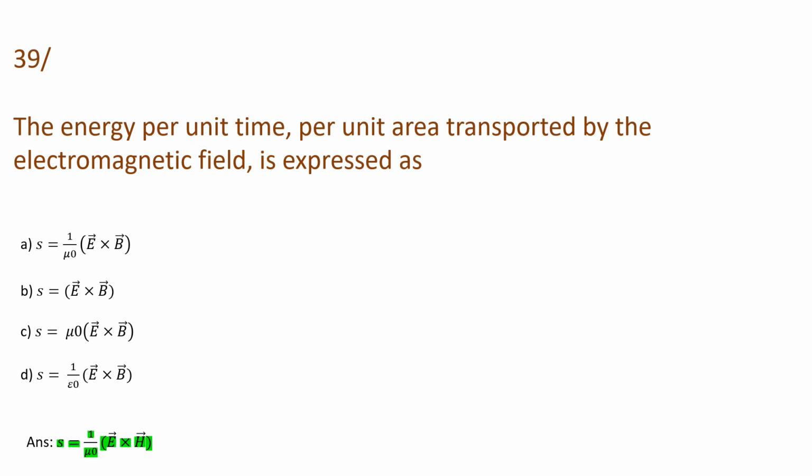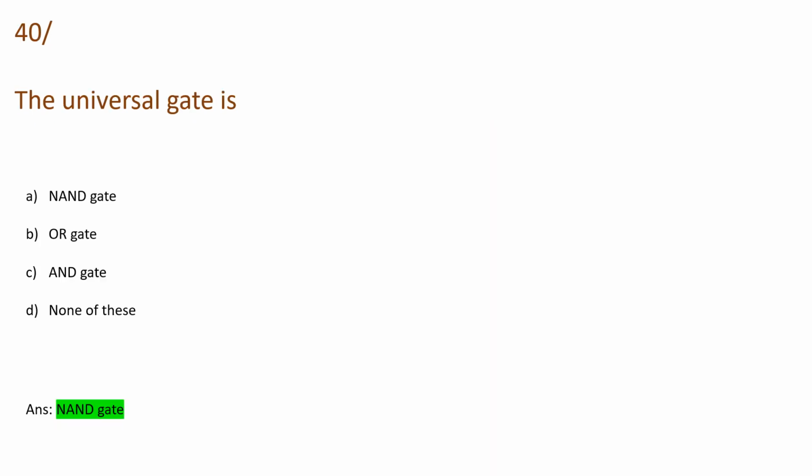Then our next question: the energy per unit time per unit area transported by the electromagnetic field is expressed as, and we know the Poynting vector S is equal to 1 by mu naught E cross B. Then our last question of the session is, the universal gate is, and the options are NAND gate, OR gate, AND gate, and none of these, and the answer will be NAND gate.